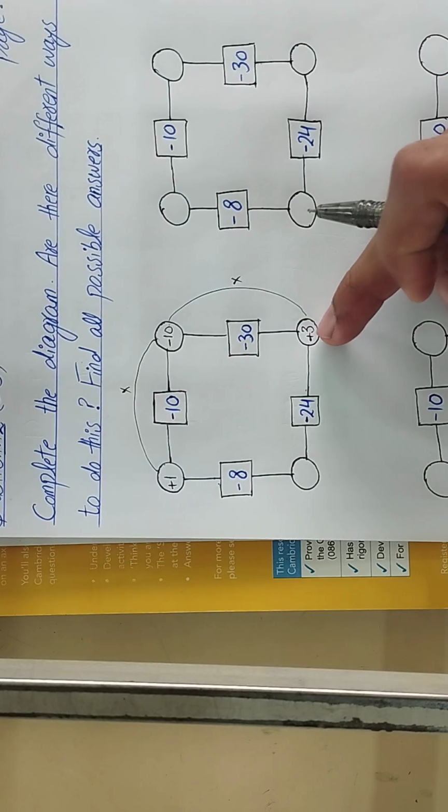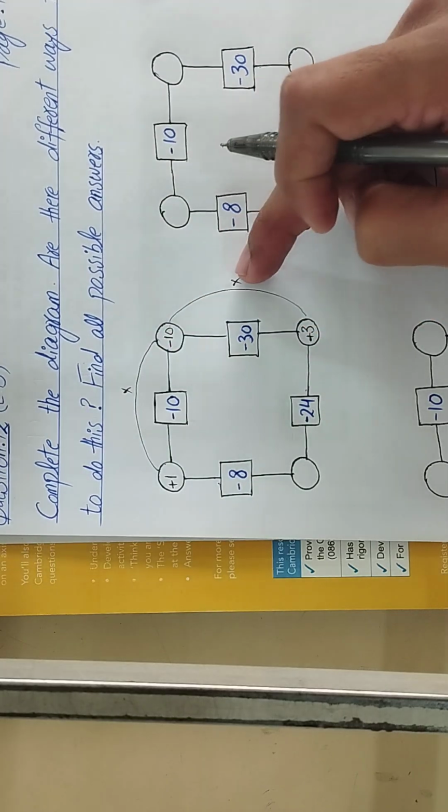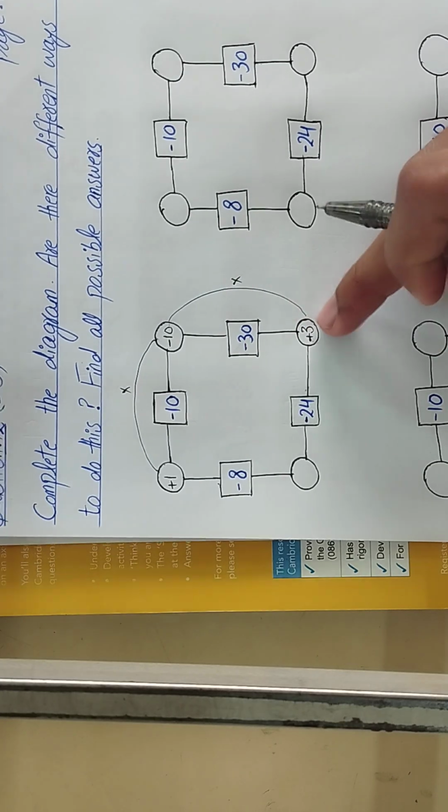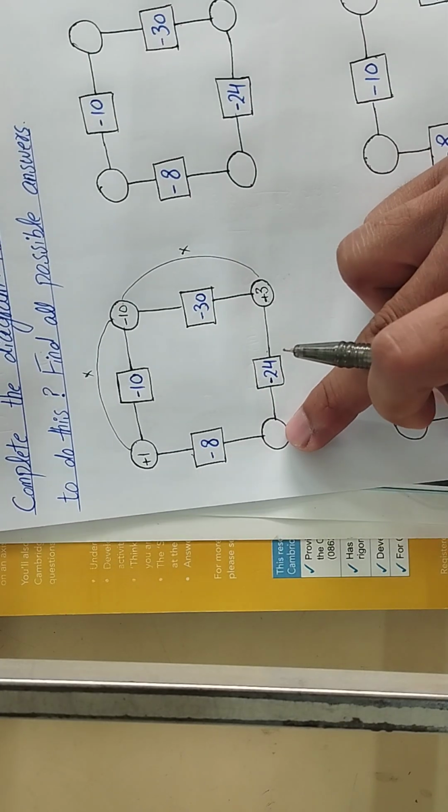It means we should write plus here, so that minus multiply plus gives a minus answer. So there must be plus 3 in this circle. Now how to find this one?